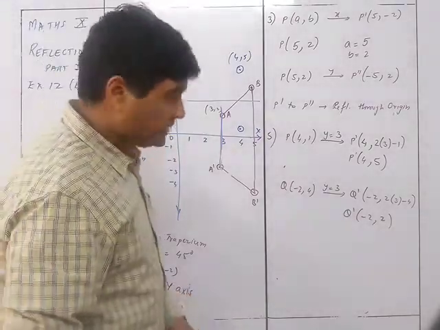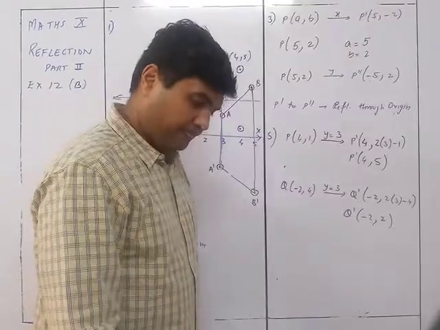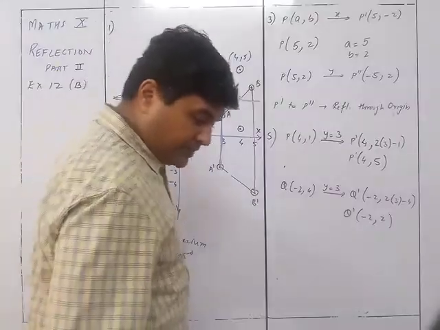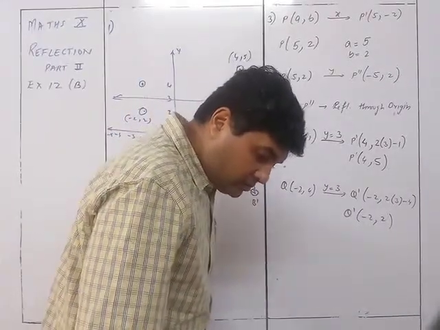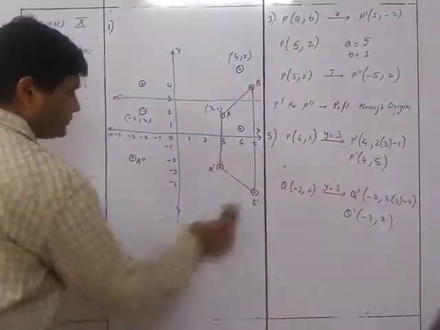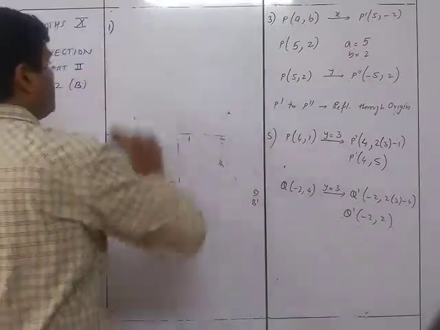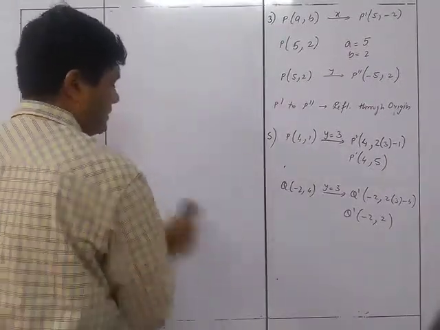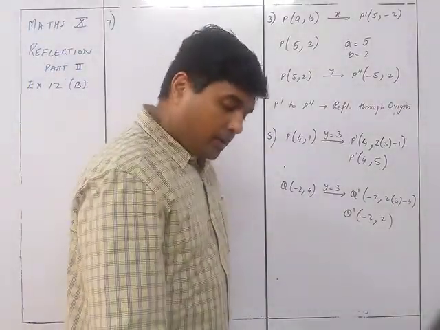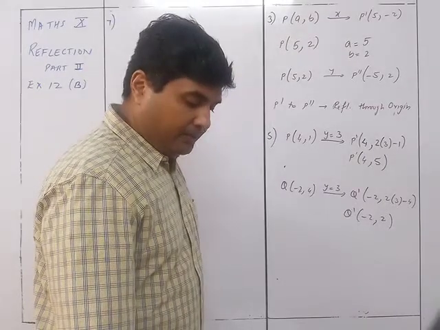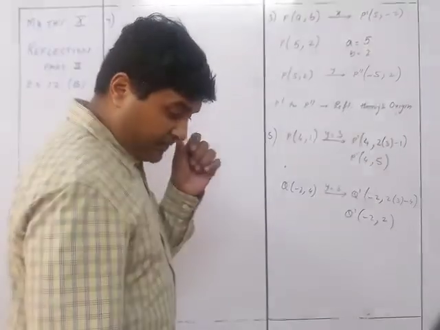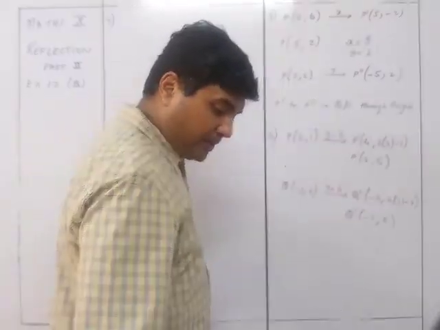Got it? So that was sum number 5. Clear? Next we move on to sum number 7, where again you don't need to plot, so good enough. A point P (a, b) is reflected in the x-axis to P dash (2, -3). Write down the value of a and b.